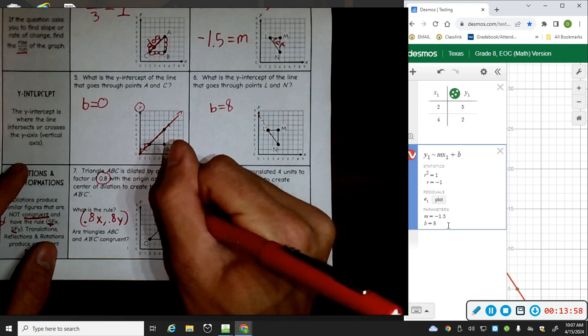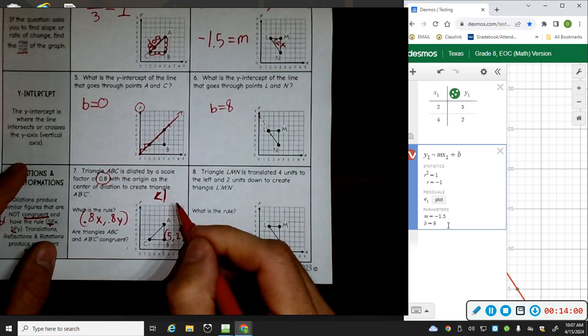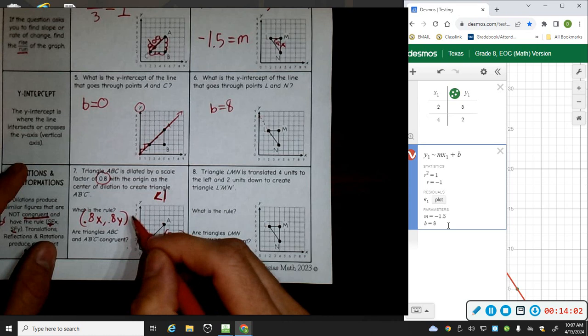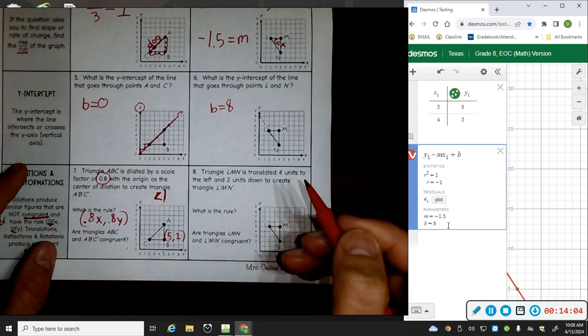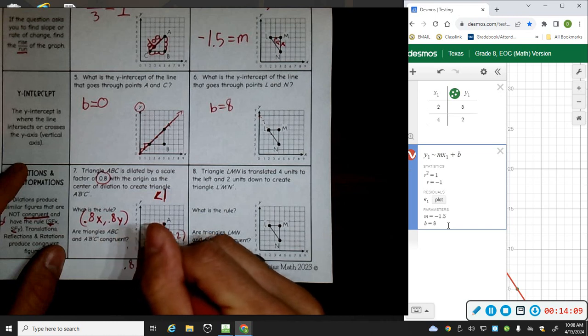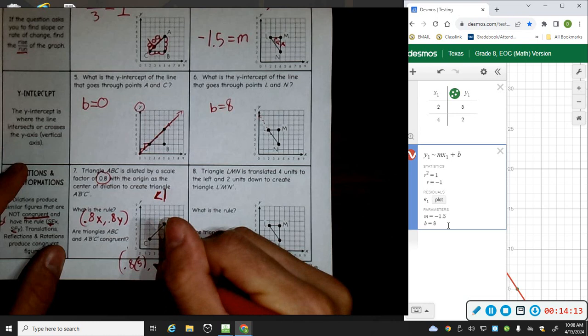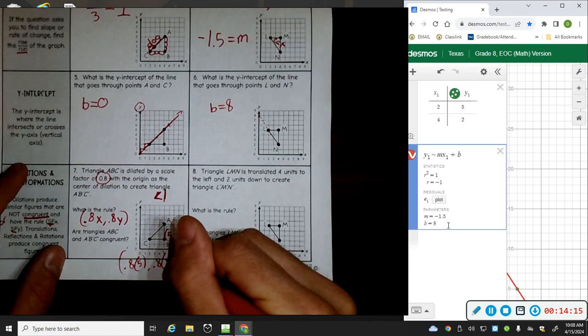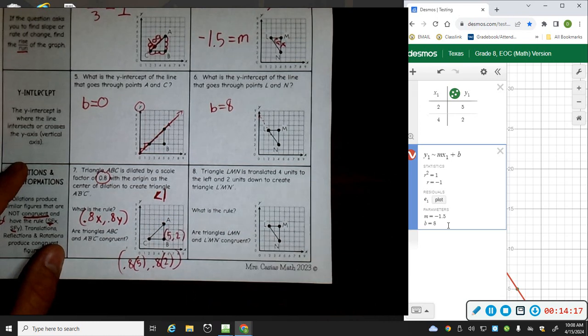I try to make them look a little more like L's to help people remember. Less than 1, and so it should be getting smaller. This should be a reduction in size. And so 5, 2, it's going to be 0.8 times 5, right? And 0.8 times 2. And what is that?